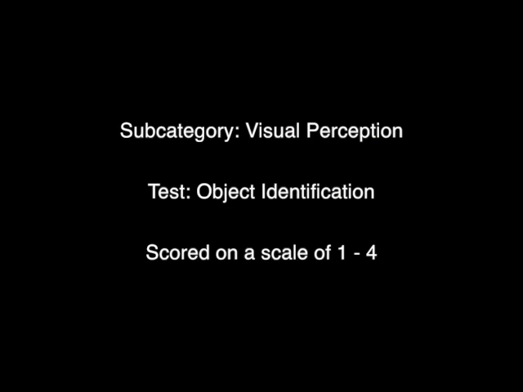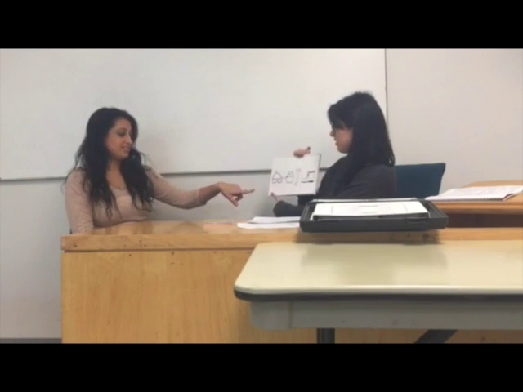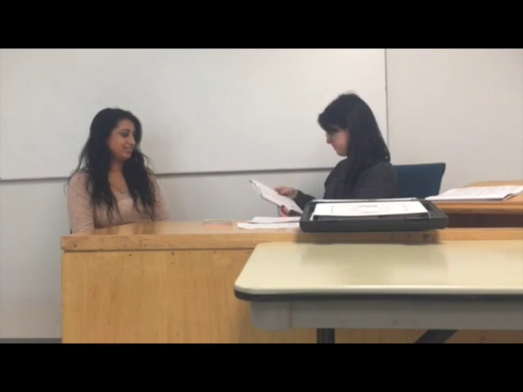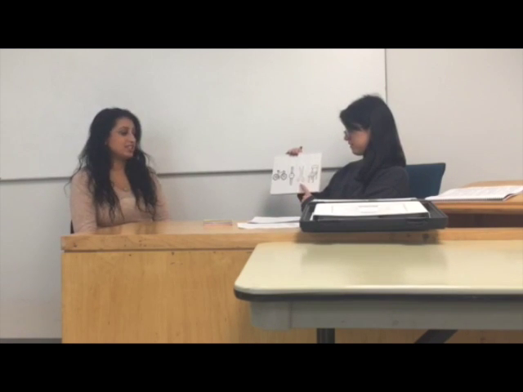So now I'm going to be testing her for object identification, which is under the subcategory of visual perception. Name each object. Glasses. Teapot. Key. Boot. Bike. Watch. Scissor. Chair. Good job. So she would be getting a 4 on that.